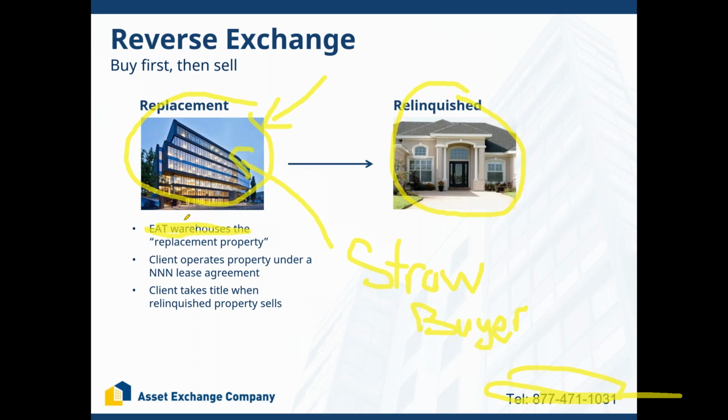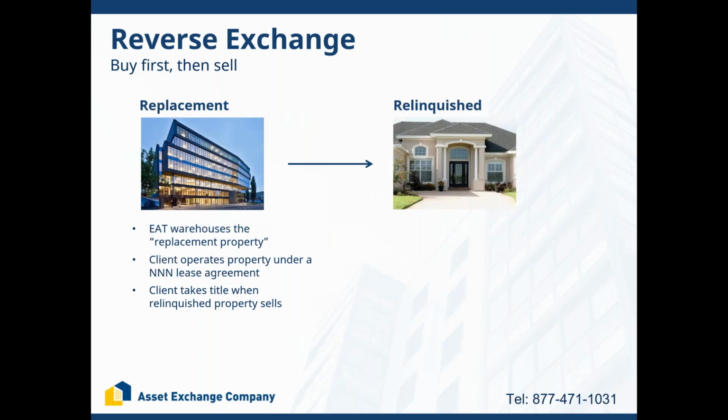I become the owner on title to this property. I give you a lease so that you can have all of the burdens and benefits of that property. It's essentially yours, but for legal purposes, I'm on title. And I am going to be on title to this property until you get your property sold. Once you can sell this property and close escrow, only at that point will I transfer the new property to you.